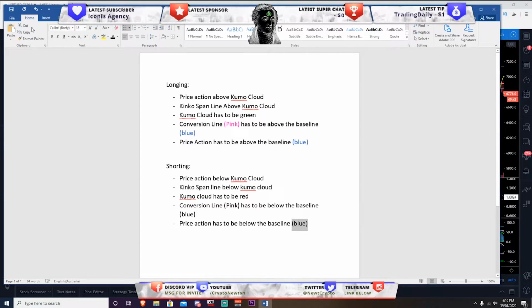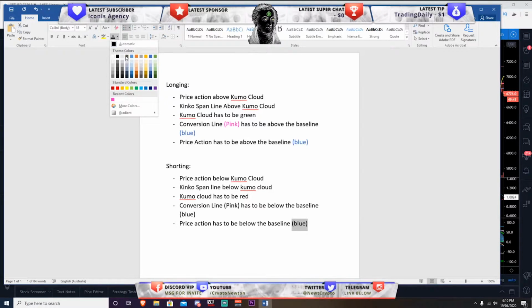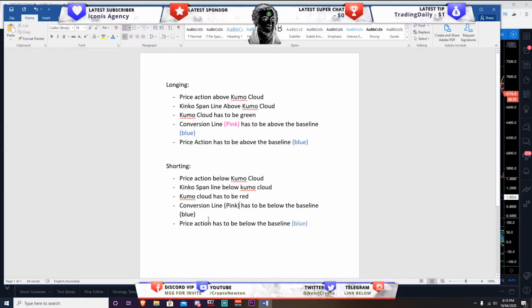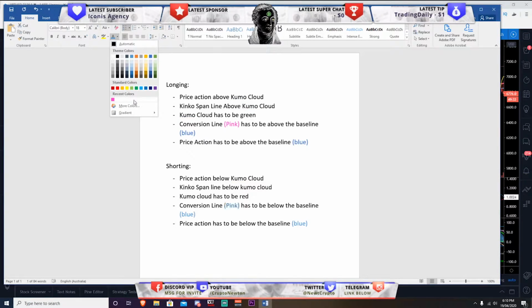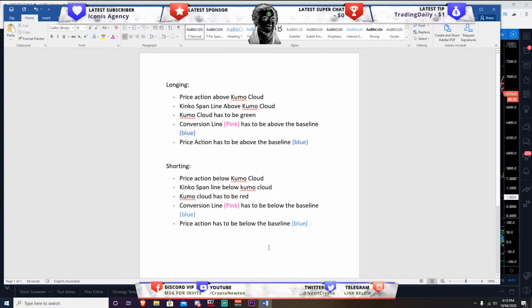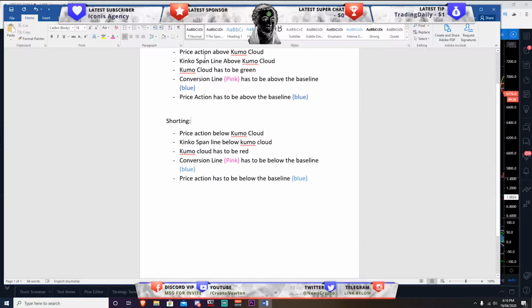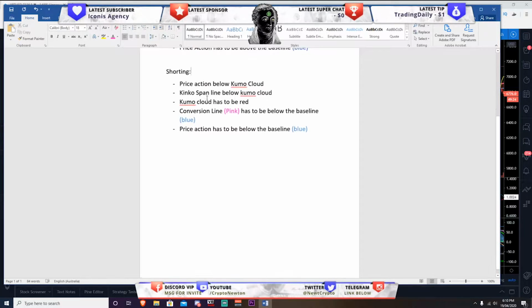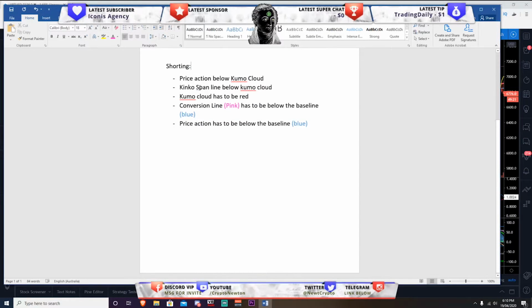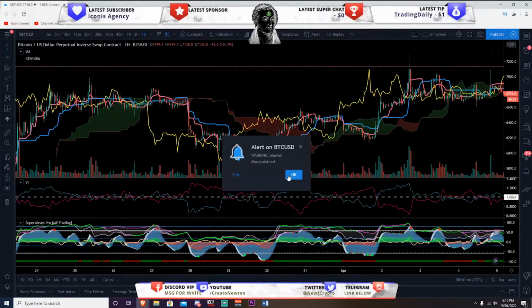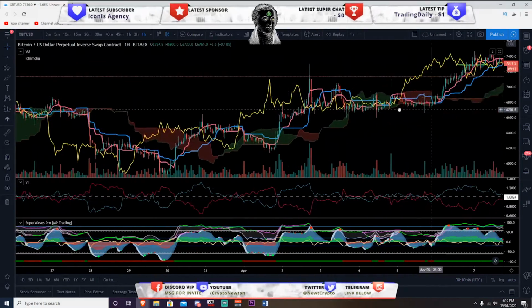Okay, so let's change this into blue, and let's change this into blue as well. And then let's go ahead and make this a little bit of a pink color for you guys to understand exactly what we're looking at. So let's get rid of the longing criteria and come down to the shorting criteria. So your price action has to be below the Kumo cloud. Okay, so let's look for an example, and then we'll show you guys some examples here as well.